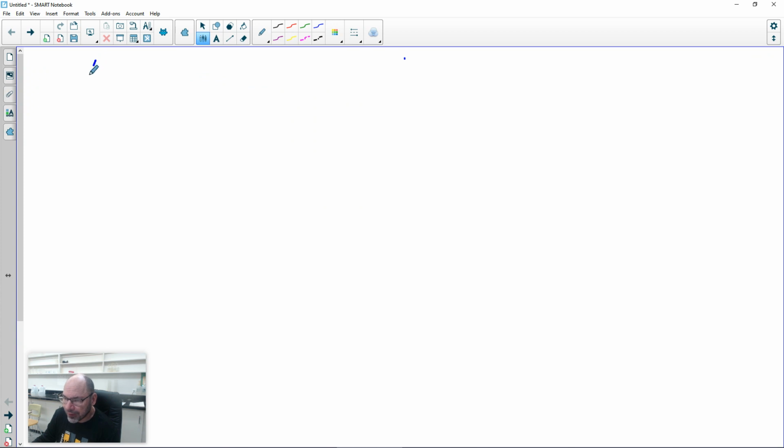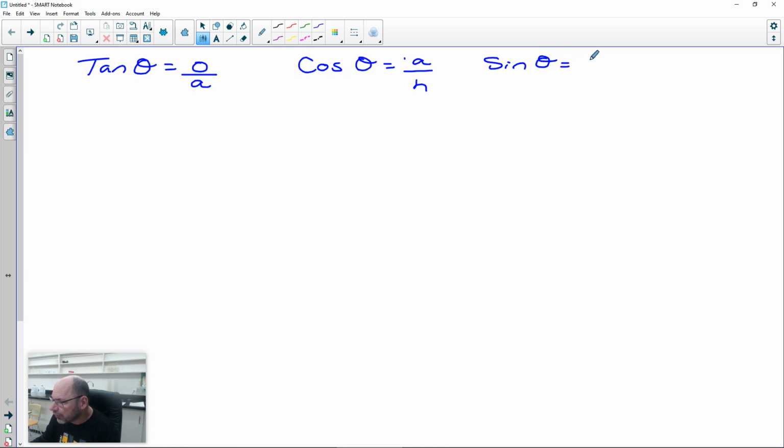Okay, so tangent of an angle, we'll say theta, equals opposite over adjacent. Cosine theta equals adjacent over hypotenuse. And sine equals opposite over hypotenuse. So, last day we looked at finding the adjacent and opposite sides.